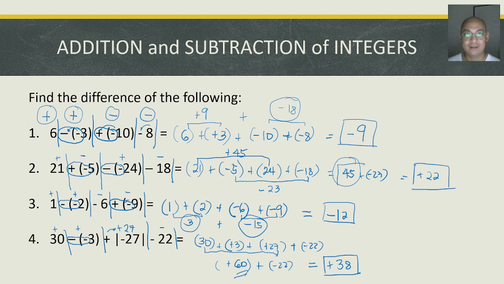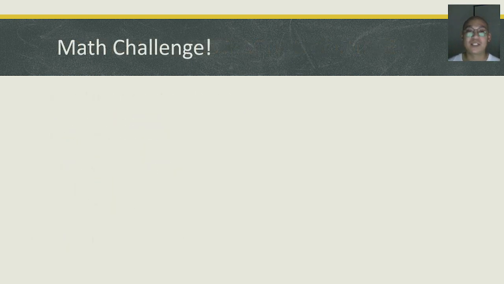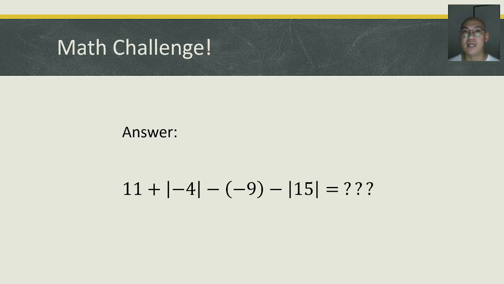And that is how to add and subtract integers. I have this math challenge for you guys. Kindly watch the video with the lesson of absolute value, and you will be able to answer this question. 11 plus the absolute value of negative 4 minus negative 9 minus the absolute value of positive 50.